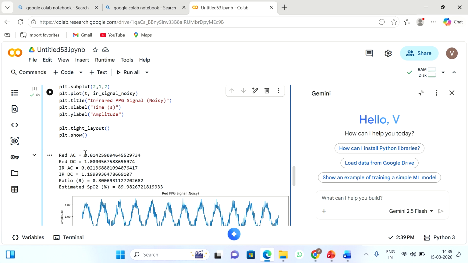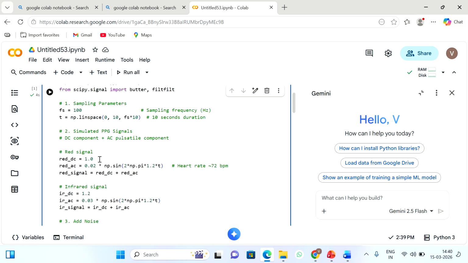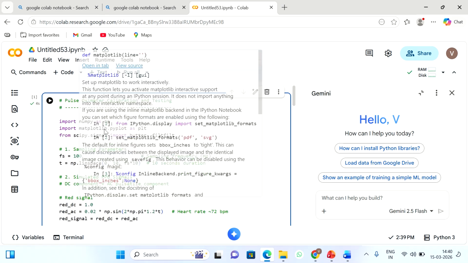So here the red and infrared. Suppose the hemoglobin is more, it will absorb more red, and if it is less, it will absorb infrared rays. Now I am going to explain the code line by line.